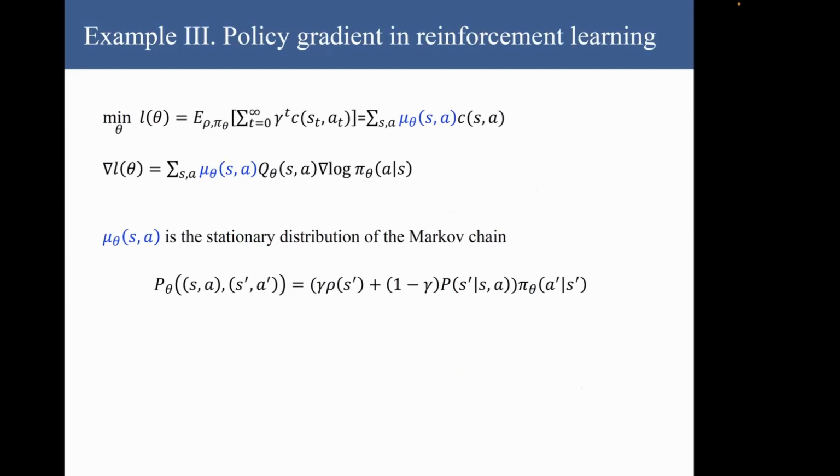Recall that the policy phi is indexed by theta, right? And this is the loss function. And here we can actually have a gradient formula for the gradient of the loss function, which can be expressed as this. Now, mu_theta, which is known as the occupancy measure, is also the stationary distribution of this Markov chain. Okay.